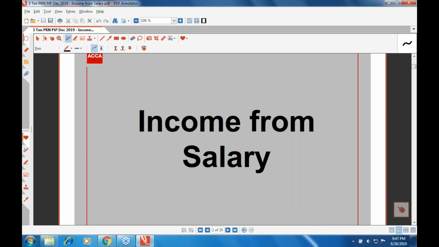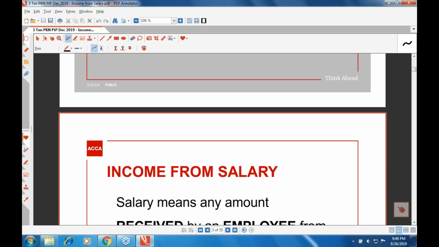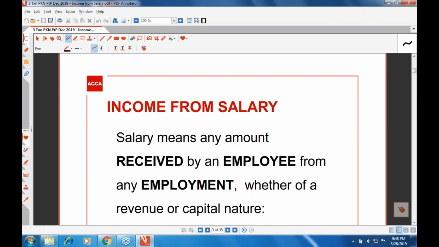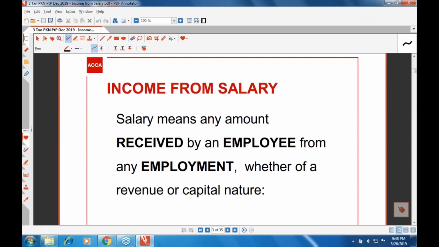Okay, so we are now going to move on to the next area of the syllabus, and the next area of the syllabus is that we are going to start discussing the first head of income, which is called income from salary. Now let's start discussing income from salary. What exactly do you mean by income from salary? So let's study the definition of income from salary. What do we mean by this?